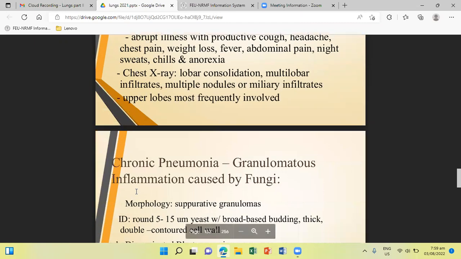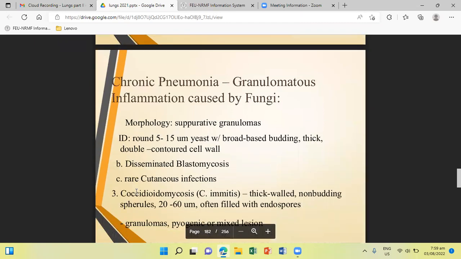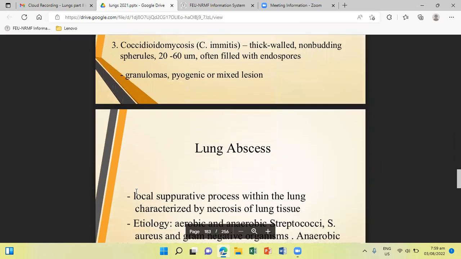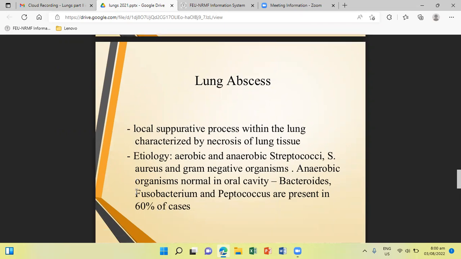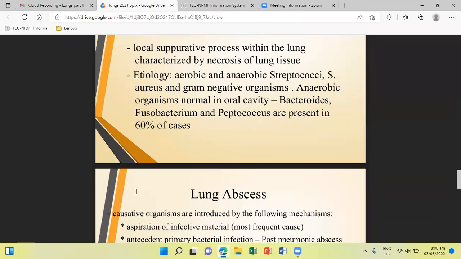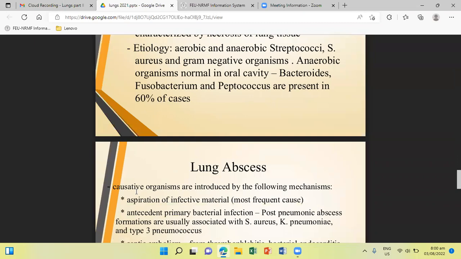Let us go now to the next group, which is lung abscess. Lung abscess means a local suppurative process that produces necrosis in the tissue. The etiology, again, is basically the same as that of pneumonia. So you have to do culture studies again, and X-ray. X-ray would show you that the localized process is often confined to one lobe, and often in the lower lobe in most cases.